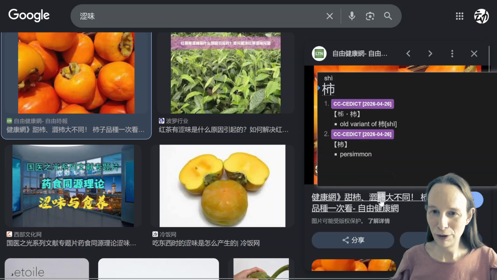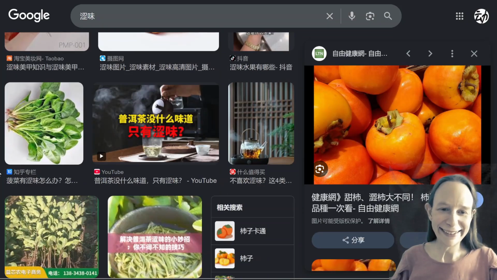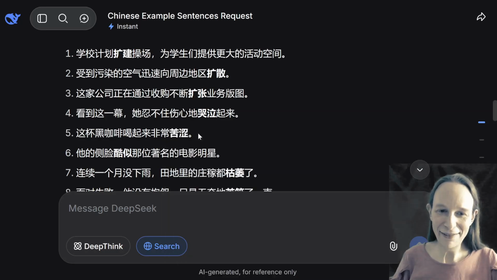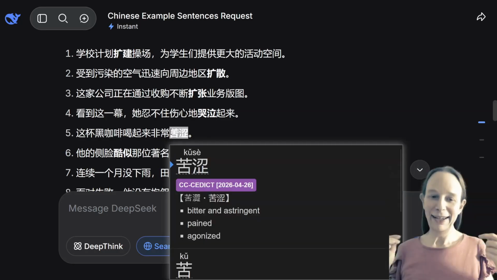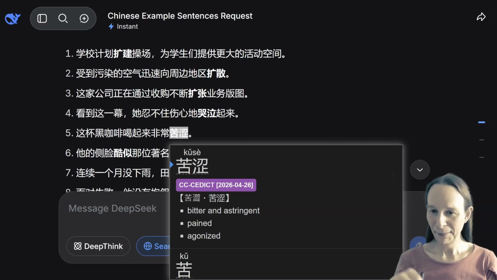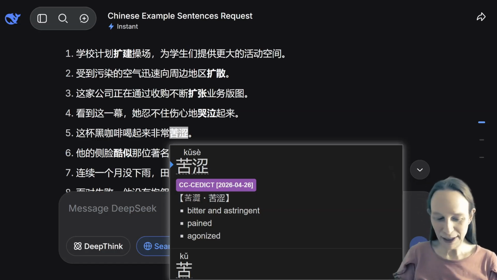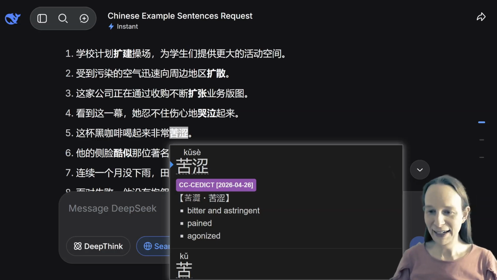Okay. 素柿. So astringent persimmon. All right. Apparently, yeah, there's a flavor. Anyway, I think most of the time, 苦涩 refers to emotions. Let's look it up. Used figuratively. 苦 is bitter, like literally bitter, but often it refers to things figuratively.